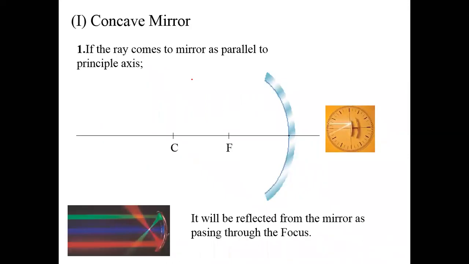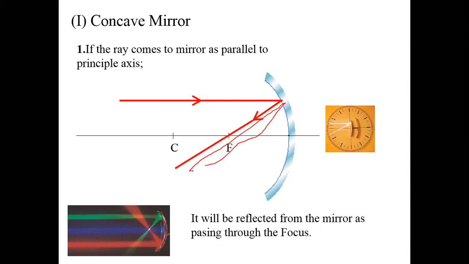So what are the special rays? There are a few rays that you need to know in order to get the image in concave and convex mirrors. First of all, when you send a ray parallel to the principal axis, this is the principal axis over here, it will be reflected over the focus.